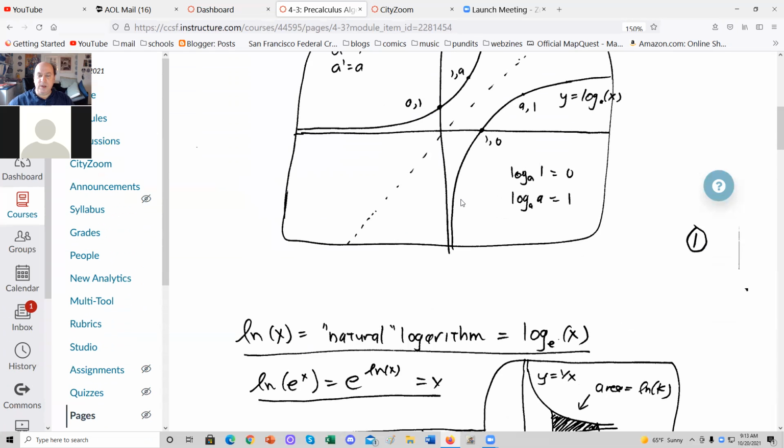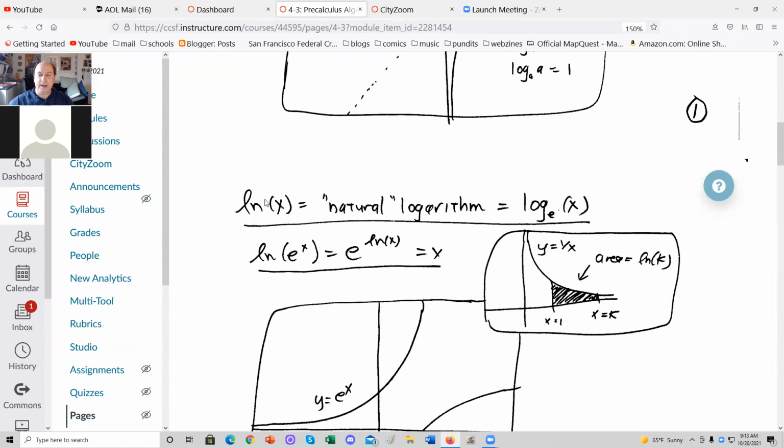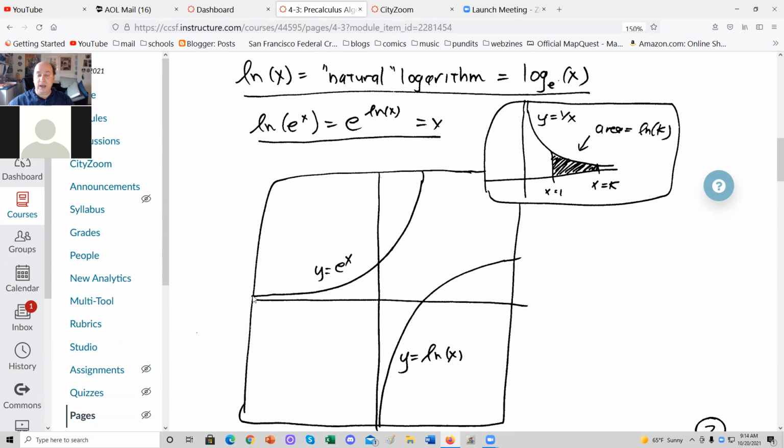Now there's a special logarithm, ln, called the natural logarithm. It's log base e of x. e is a special constant, about 2.718. You can find it from working with continuous compound interest. Also, e shows up in lots of places in math and biology and physics and engineering and so on. So ln of e to the x is x, and e to the ln of x is x. So e to the x grows like this, then ln of x, its graph is like this.